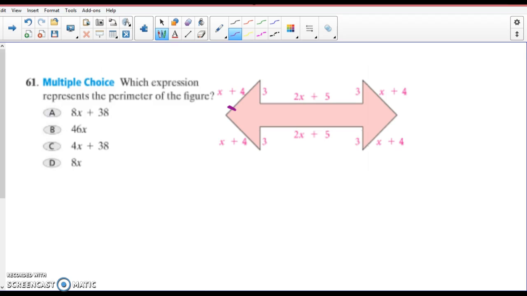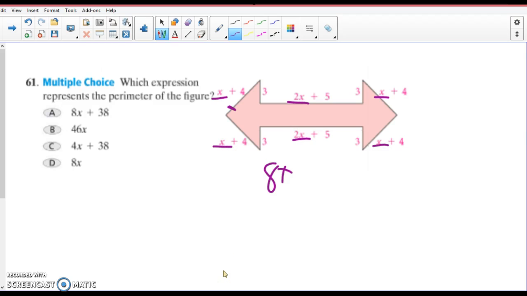Now, do I think that I need to write all of these out, this plus this plus this plus this? No. I am going to start here, and I am going to work my way straight on around, combining like terms. So let's add up our x's. X plus 2x is 3x, plus x is 4x, plus x is 5x, plus 2x is 7x, plus x is 8x. So I add up all my x's, I get 8x.